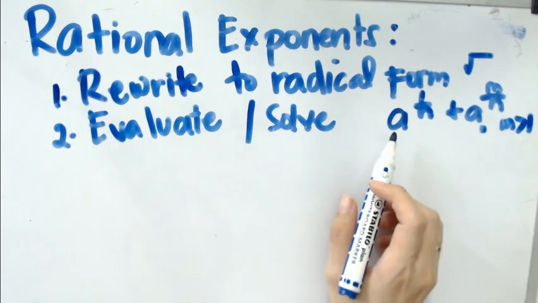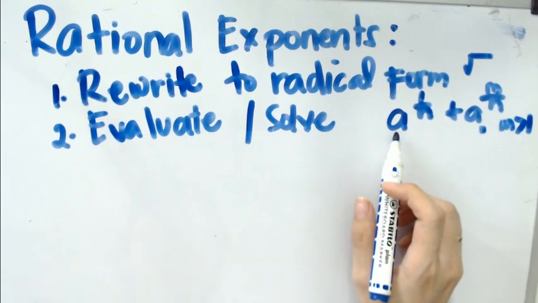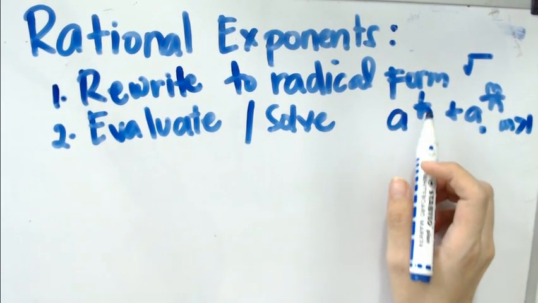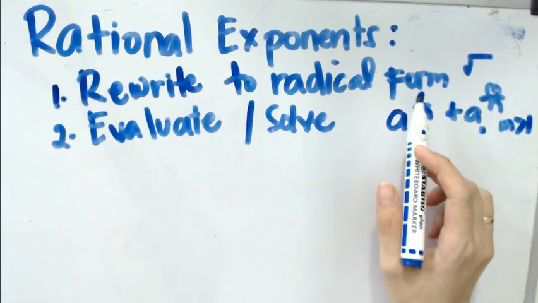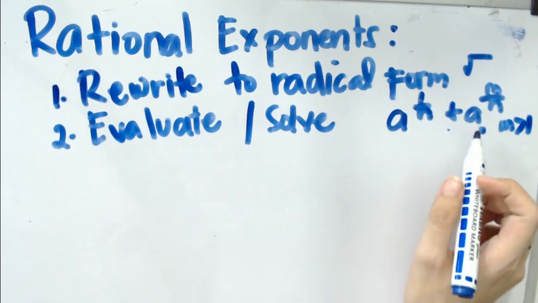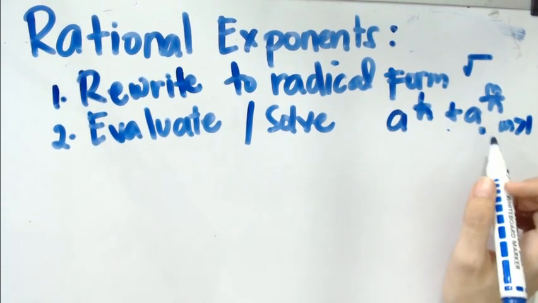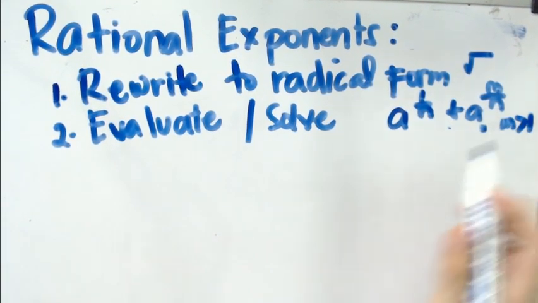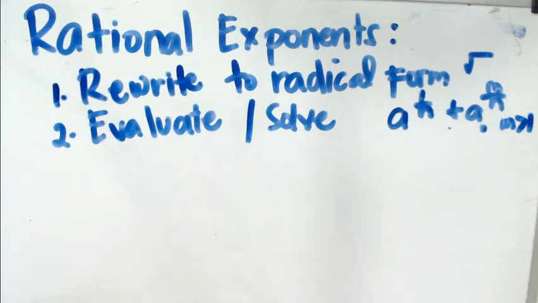We are going to deal with two kinds of scenarios wherein a is raised to 1 over n, where the numerator is equal to 1, and a raised to m over n, where the numerator is greater than 1. Let's first take a look at our first example.